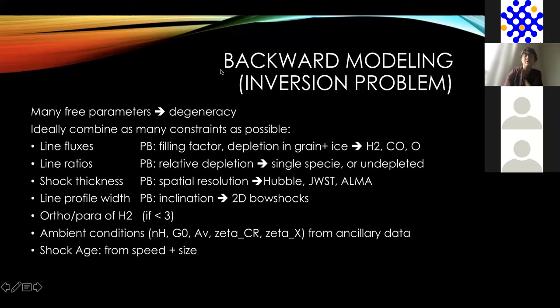Anyway, so now the backward modeling, which is what we all want to do often, is that we have observations and we would like to know which type of shock we're looking at and how much. What we can deduce about all the questions I noted, the piston, the wind, the feedback, et cetera. The problem, as you can see from what I showed you, is that there are many free parameters in shocks. And so there is some degeneracy. There's not just density, velocity, and magnetic field, but there is also the age, there is also the irradiation, there is the ice composition.